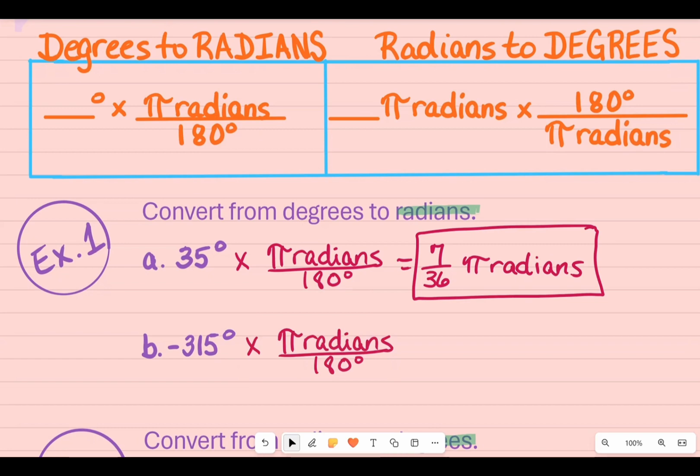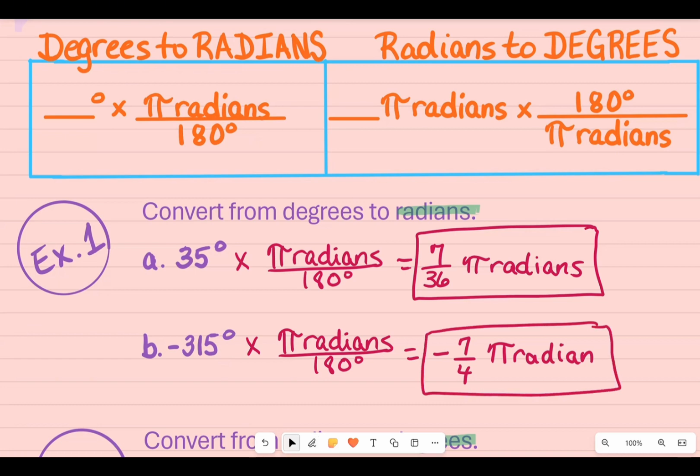In the calculator, I'm going to type in negative 315 divided by, because this is really over 1, 180 degrees. It's always going to be 180 degrees. That's my formula. And once I simplify, this becomes negative 7 over 4 pi radians. And what I could have done, again, is cross simplify by dividing both negative 315 and 180 by 45. So that's how you go from degrees to radians.